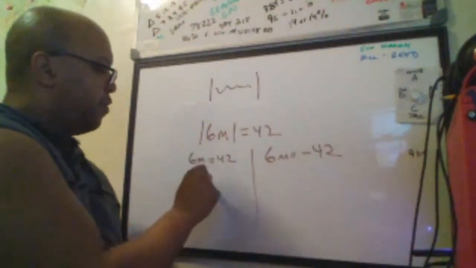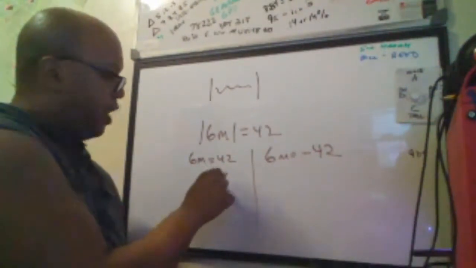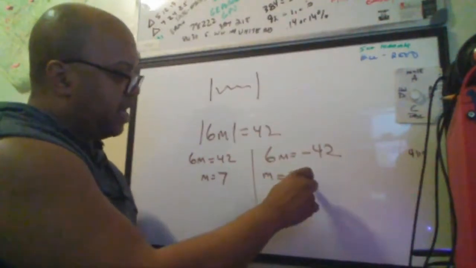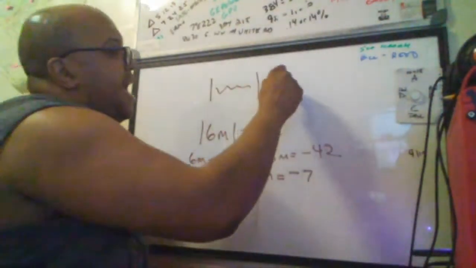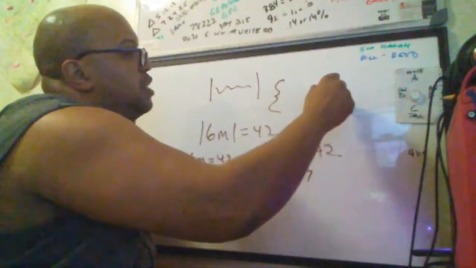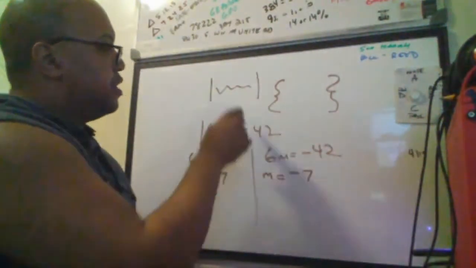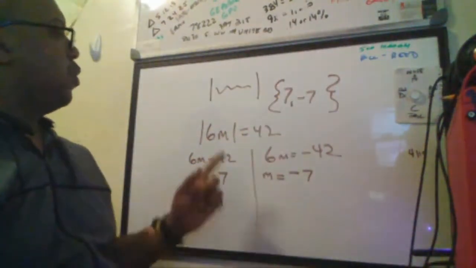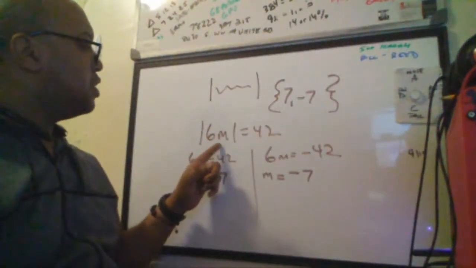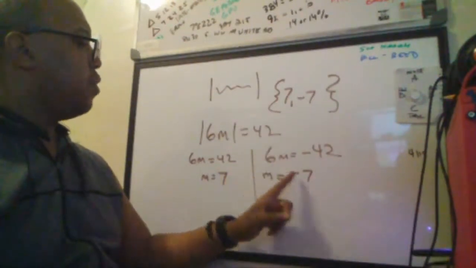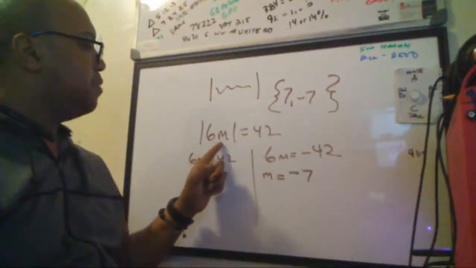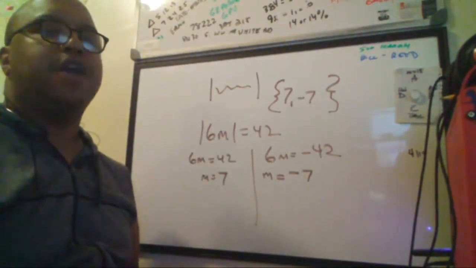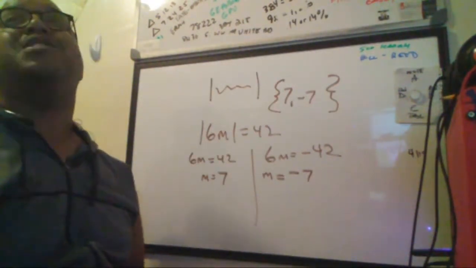If we divide both sides by 6 in this situation, we have a 7. And divide both sides by 6 in this situation, we have a negative 7. So it is said that the solution set for this absolute value question is 7 and negative 7. So if we plug the 7 in here, 6 times 7 equals 42. If we plug negative 7 in here, 6 times negative 7 is negative 42, but since it's within the absolute value container, it is considered positive.